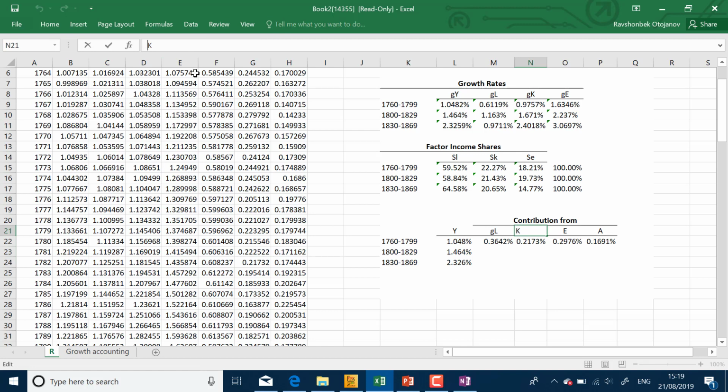Considerably less was coming from the growth of capital. Basically, capital accumulation was not fast enough at the time in this first period, and that makes sense because the industrial revolution actually was much more advanced in the 19th century than in the 18th century.